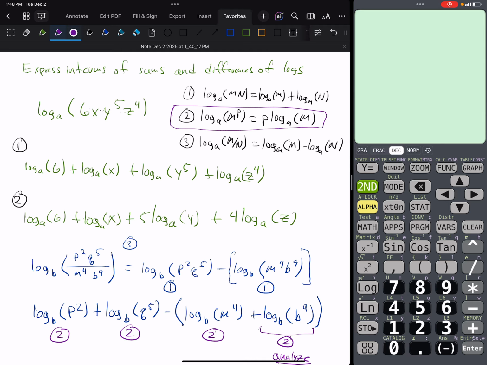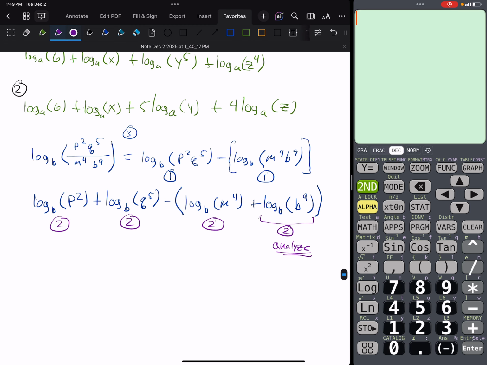And so what I wanted to do here is take that p squared and put that 2 out into the coefficient. I want to take that q to the 5th and turn that 5 into a coefficient. And so what am I going to have? I'm going to have 2 log b of p plus 5 log b of q. And we'll go ahead and distribute that negative through and have minus 4 log b of m.